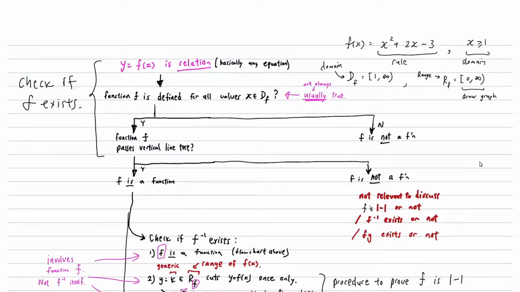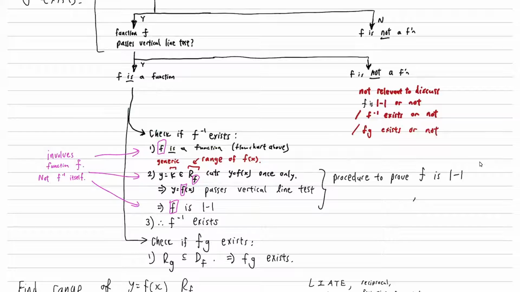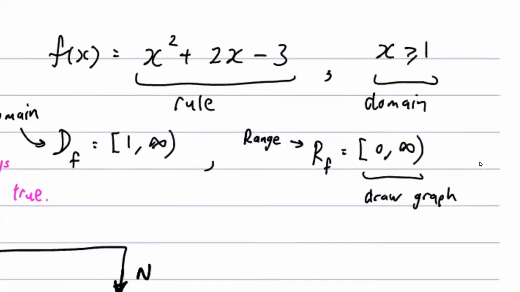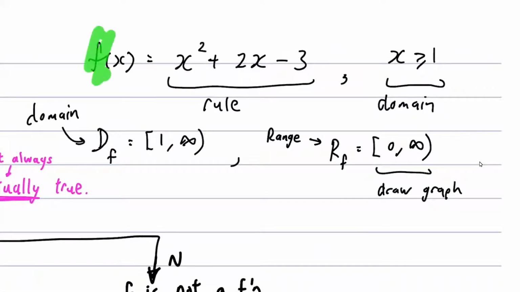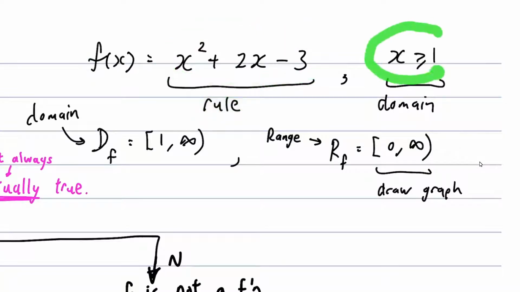Okay, my note started from if f inverse exists. All right. So let's begin from here. It's a flow chart. So before that, let's look at an example of a function. So here is f of x. It's equal to x squared plus 2x minus 3, for example. This here is what we call the rule. And then here I said, comma, x more than or equals to 1. X more than or equals to 1 is the domain.